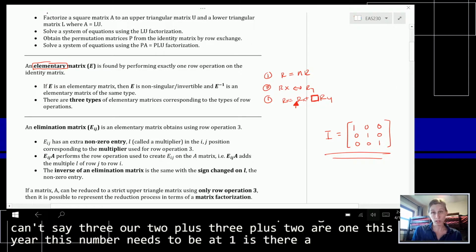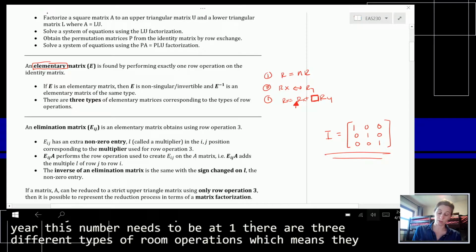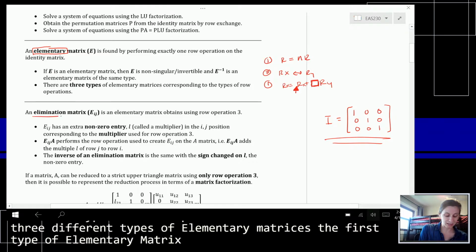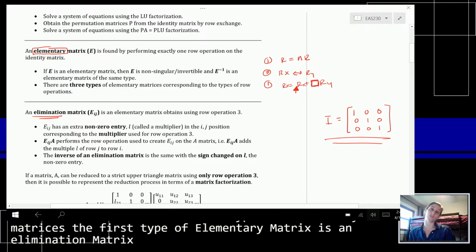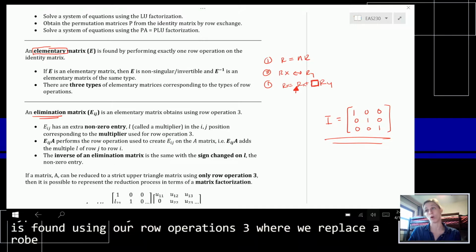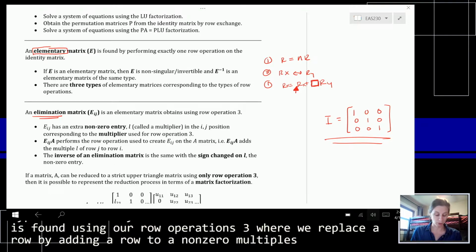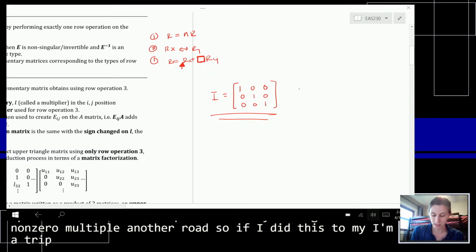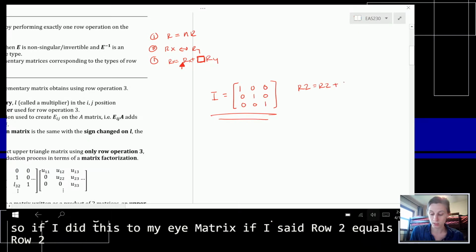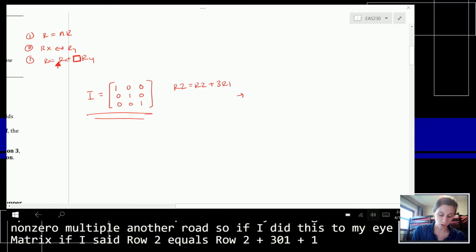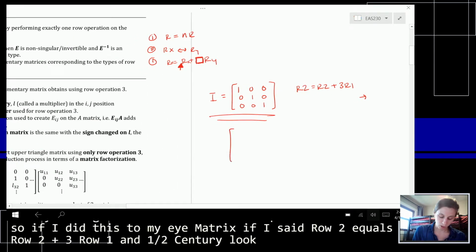So there are three different types of row operations, which means there are three different types of elementary matrices. The first type of elementary matrix is an elimination matrix, which is found using our row operation 3, where we replace a row by adding a row to a non-zero multiple of another row. So if I did this to my I matrix, if I said row 2 equals row 2 plus 3 row 1, it would essentially look like this.